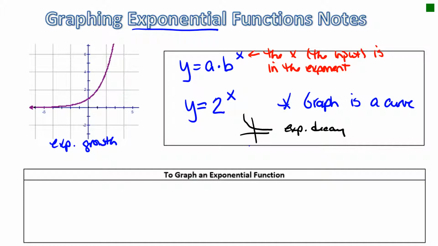Now here's what you need to know about this. It will never equal 0. We can't make it equal 0. 2 to any power will never be 0. No matter how small that power gets, you're still going to have a value, okay? To graph it, you're going to make a t-chart.